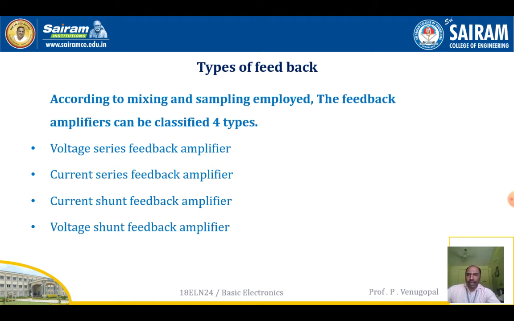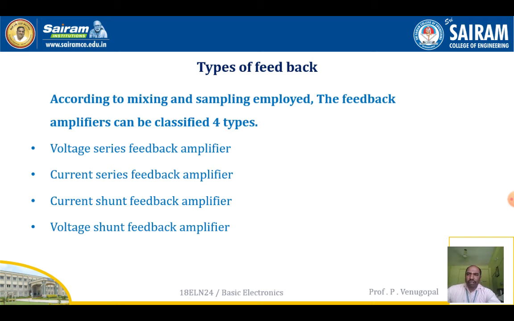Next is types of feedback. Based upon the mixing and the sampling employed, feedback amplifiers can be classified into 4 types: voltage series feedback amplifier, current series feedback amplifier, current shunt feedback amplifier, voltage shunt feedback amplifier. In the first case, voltage series feedback amplifier, it is series mixing and output voltage sampled, like that in current series, current shunt and voltage shunt also. In voltage shunt feedback amplifier, the mixing is of shunt type, and here output voltage is sampled.